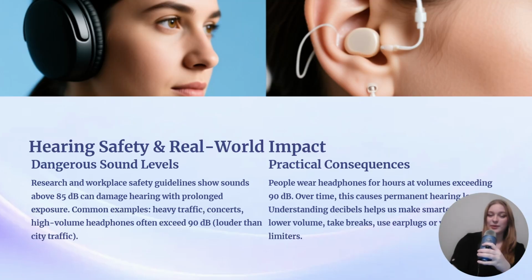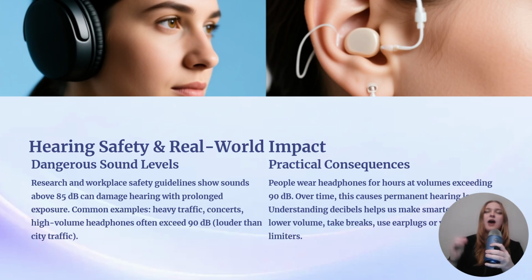Now, let's talk about hearing safety. Research and workplace safety guidelines show that sounds above 85 decibels can start to damage your hearing if you're exposed for long periods. That means everyday situations like heavy traffic, loud concerts, or even listening to music through headphones at a high volume can put your ears at risk. This is why understanding decibels is important. It helps us recognize when sound levels are safe and when we need protection, like earplugs or volume limits.